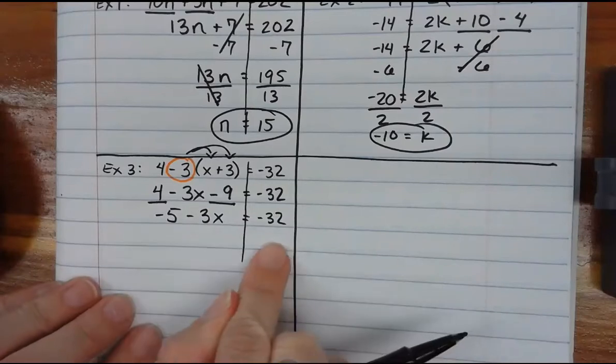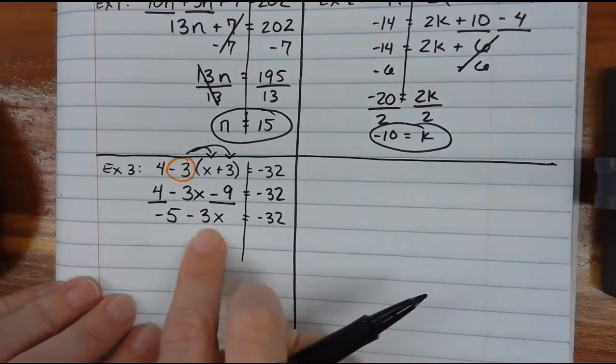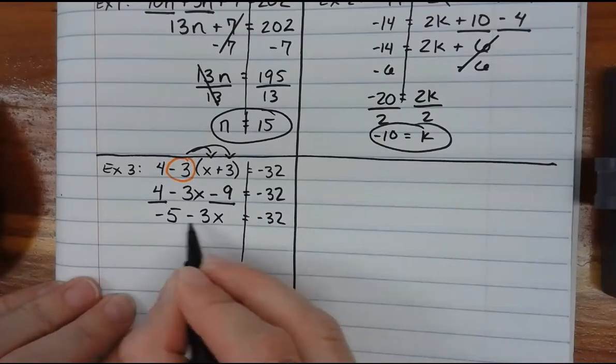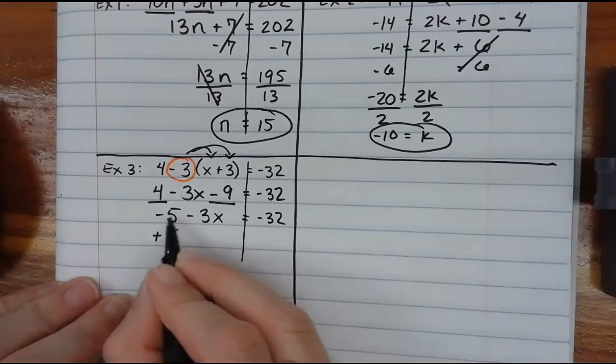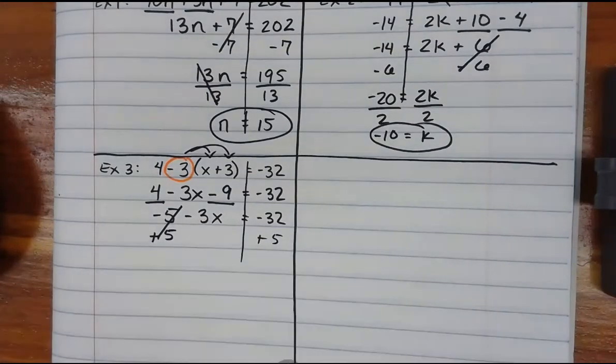We don't have to bring the variable to one side. We'll do that in the next example. x is already by itself on one side, so we're ready to solve. To get rid of this 5, we're going to add 5, because it's a negative 5, to make it 0 to get rid of it. So we're going to add 5 over here, and we've got negative 32 plus 5.